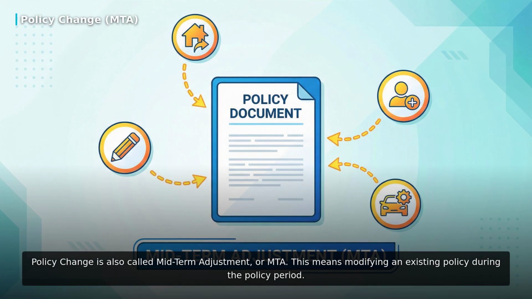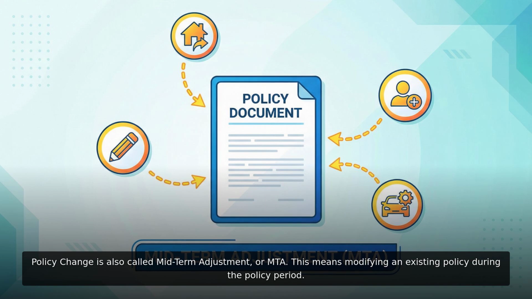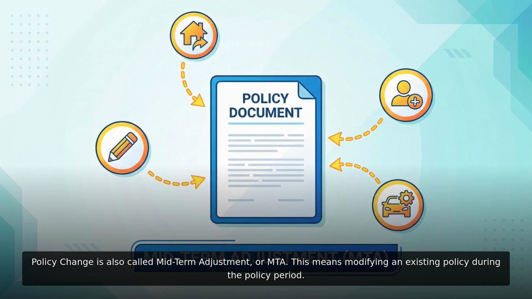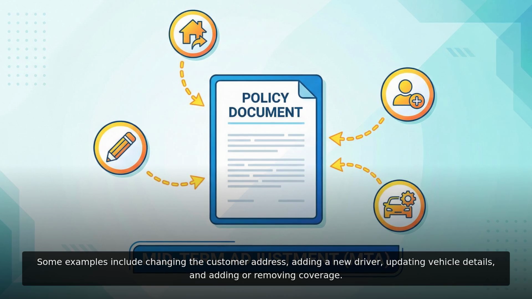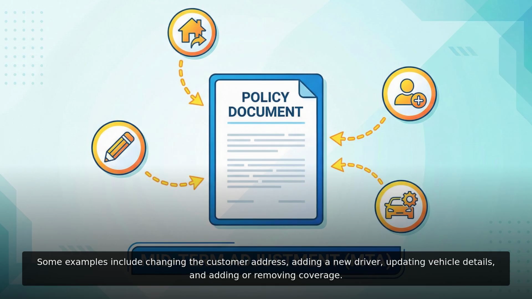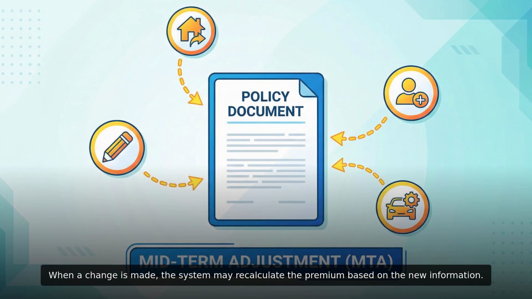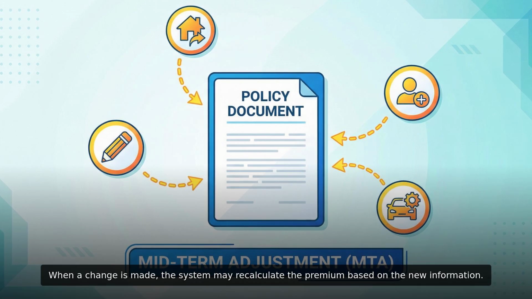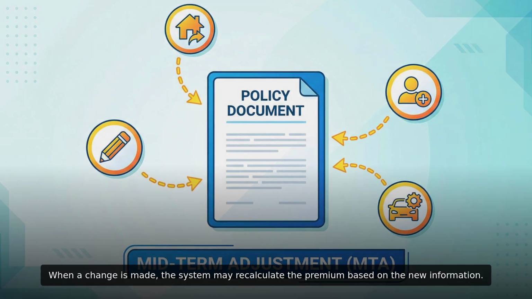Policy change is also called mid-term adjustment, or MTA. This means modifying an existing policy during the policy period. Some examples include changing the customer address, adding a new driver, updating vehicle details, and adding or removing coverage. When a change is made, the system may recalculate the premium based on the new information.